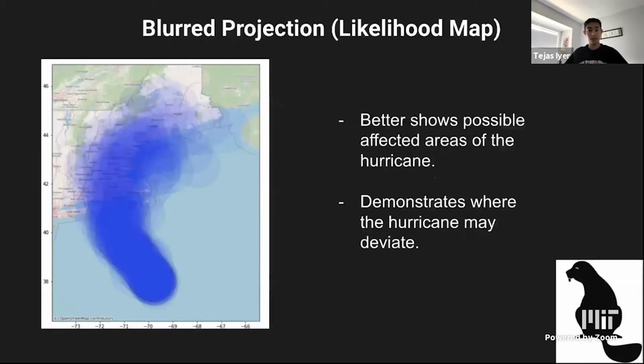So as we can see here, we have a blurred projection of the hurricane path. This blurring is done on purpose to better show us the possible areas that could be affected by the hurricane. As we can see, as the hurricane progresses towards the northeast, we have more and more possible deviations that the hurricane can take, represented by these different bars, showing the amount of uncertainty that the future holds.